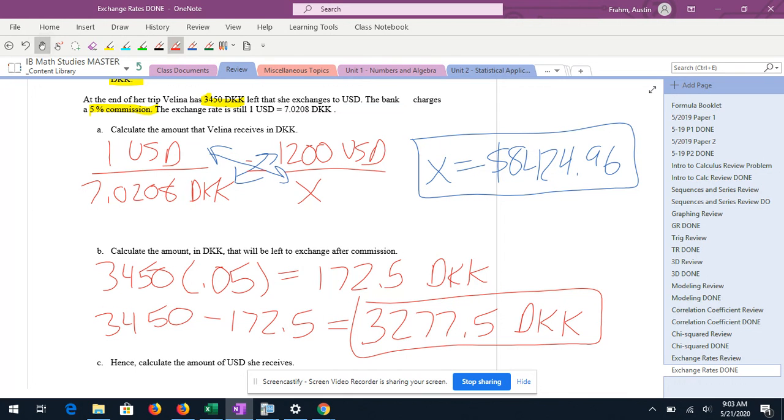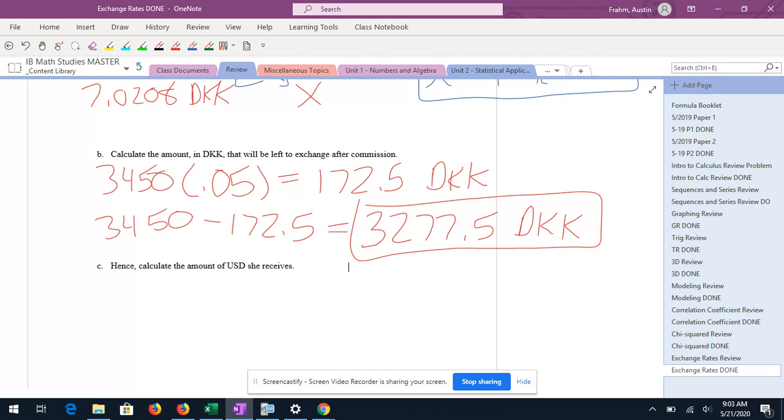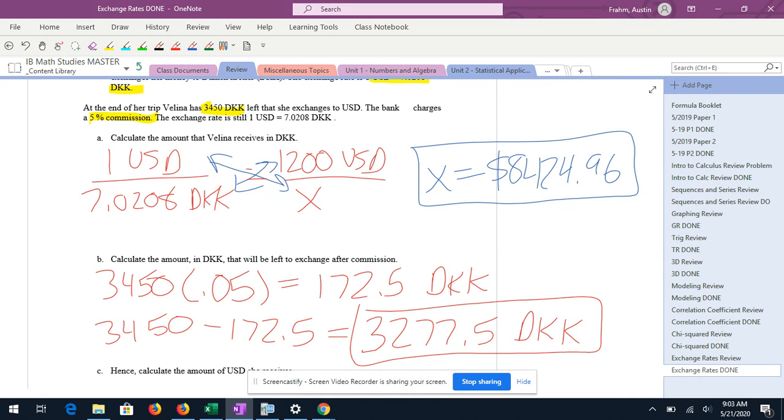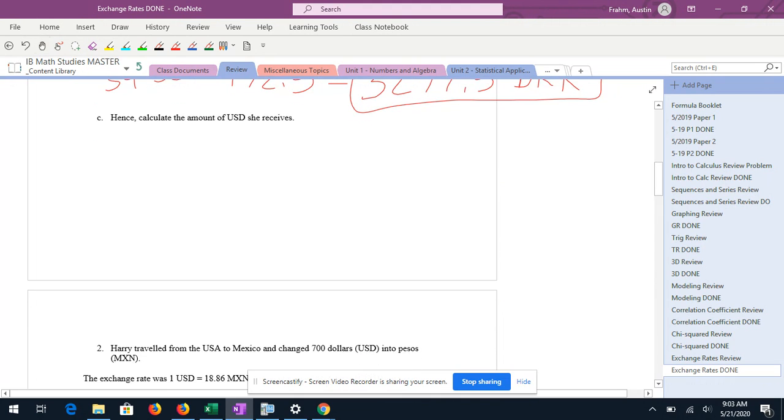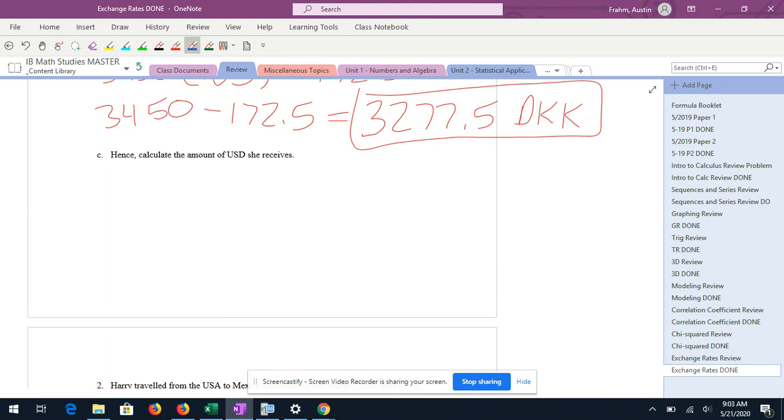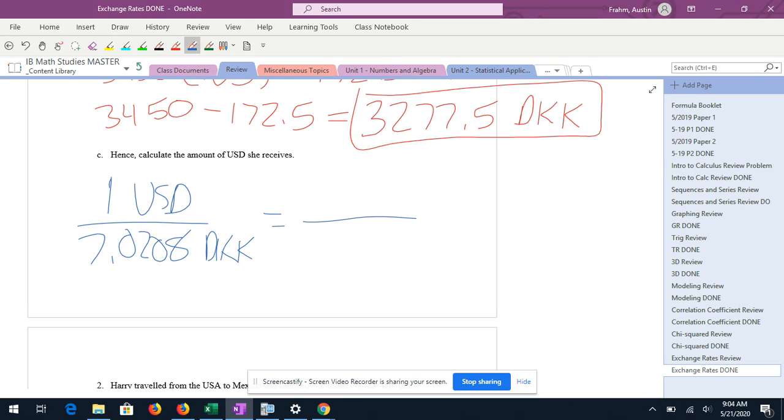And then part C says, hence, calculate the amount of US dollars she receives. Remember, on the way back, the rate is still the same as the original rate, so we're going to be using that same thing again, setting up another proportion. So 1 US dollar over 7.0208 DKK. But now we are trying to figure out US dollars, so X is going to go on top.